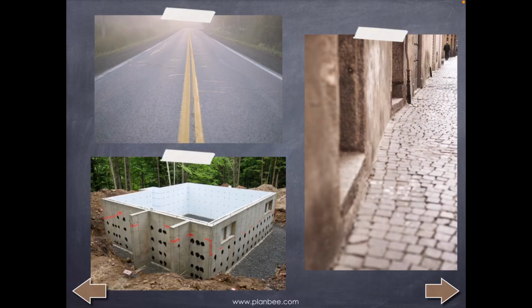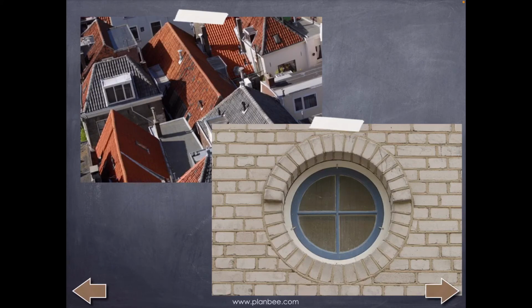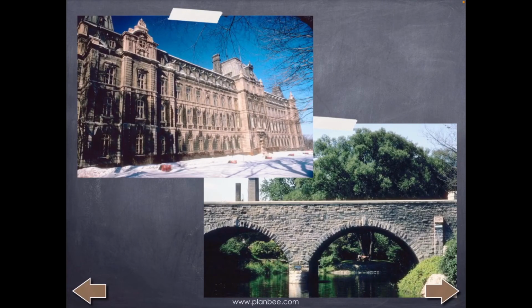Here we have a road and the foundation of a building made from breeze blocks and a cobbled street. Pause the video and think about whether or not these objects are naturally occurring or man-made. Here we have some rooftops and a brick building. Again, pause the video and think about whether you think these are man-made or naturally occurring rocks. The final example here, we have a very old building and a very old looking bridge. So that might give you a bit of a clue. Pause the video and have a think. Are these naturally occurring rocks or man-made?